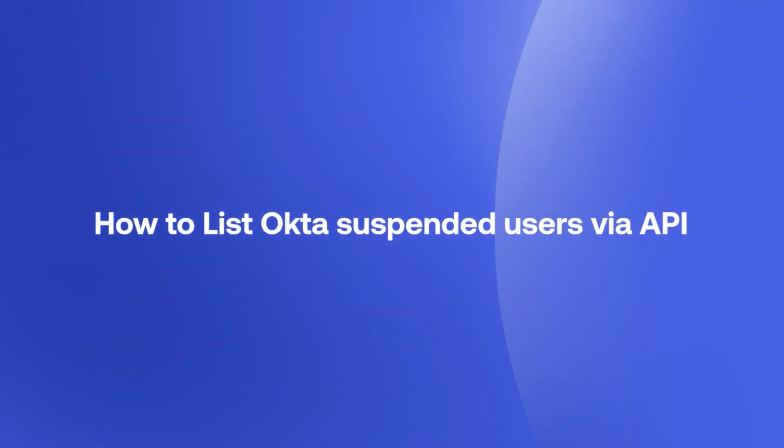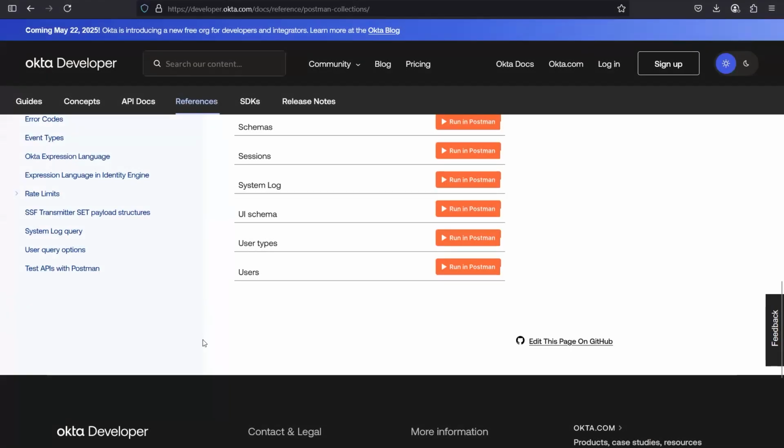In today's video, we will see how to list Okta suspended users using users API collection in Postman. To complete this tutorial, you will need an Okta tenant and the Postman API platform. It is recommended to try those steps in a test environment first.